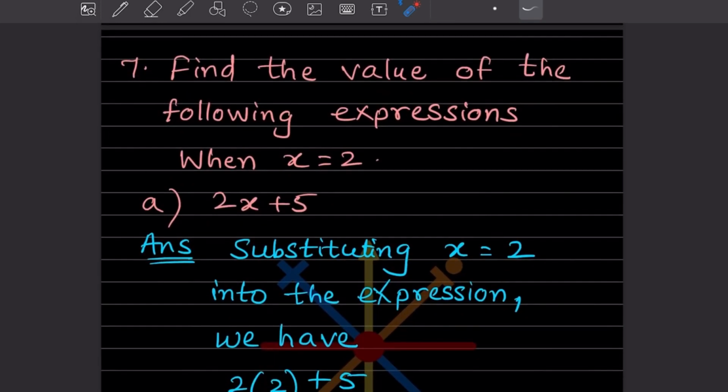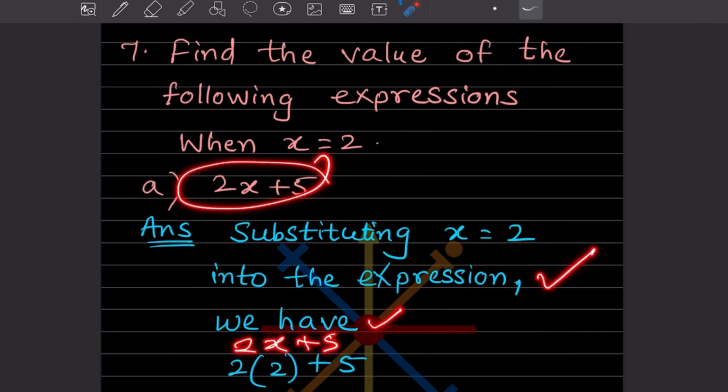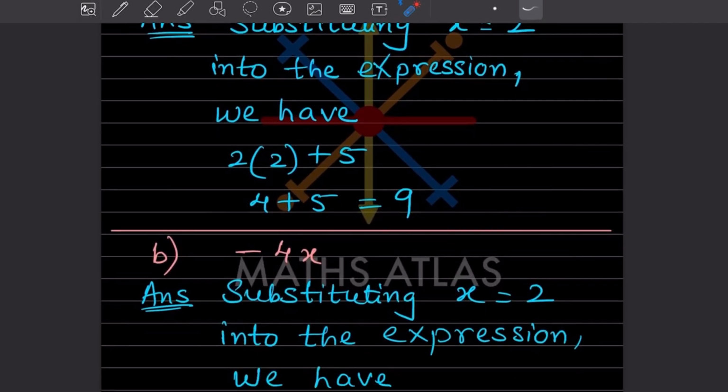Now the next one, they said find the value of the following expressions when x is 2. And this is very easy. This is the expression given. Only where you see x, you are going to put 2. So you are going to write substituting x is equal to 2 into the expression. Substituting means you put x equal to 2. In this one, 2x plus 5, in place of x you put 2. That means 2 into 2, that is 4, plus 5. And the answer is 9.